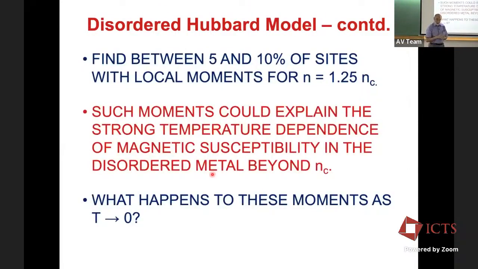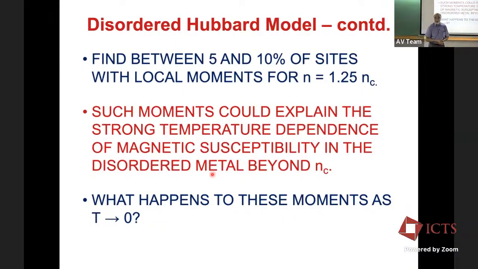So we worked at a density that was actually between 1 and 2 times the critical density. And what we found was that at 1.25 times the critical density, which is one of the concentrations in Paalanen's data, between 5 and 10% of the sites have local moments, or between 5 to 10% of the total eigenvectors are localized, okay? And such local moments could explain the strong temperature dependence of the magnetic susceptibility beyond the metal insulator transition. And so that's a question that seems to be understood.